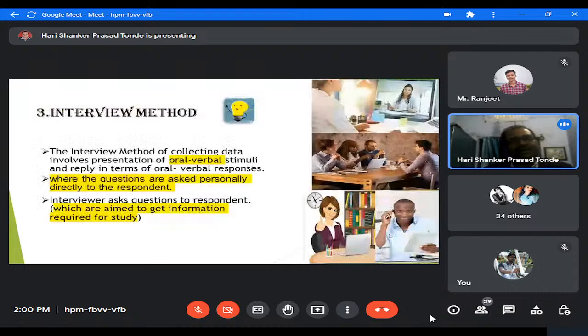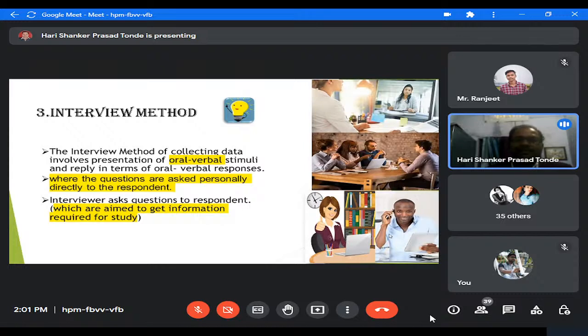The third method for collecting primary data is the interview method. It is very important. Why? Because, as the picture shows, there are interviewers and interviewees. The interview method of collecting data involves presentation of oral verbal stimuli and replies in terms of oral verbal responses. You are asking the questions, and the person you interview gives oral answers to your questions. The responses are noted by you, and you judge them, and likewise you make the data that is of use for your research problem, where the questions are asked personally and directly to the respondent.